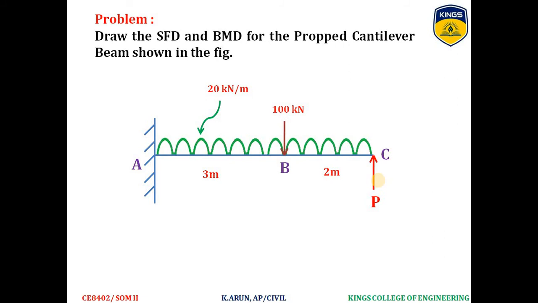Its intensity is 20 kilonewton per meter, and we have a point load of 100 kilonewton acting at a distance of 2 meter from the free end. So now we are going to analyze this propped cantilever beam. The solution, first step: let P be the reaction at the rigid prop.